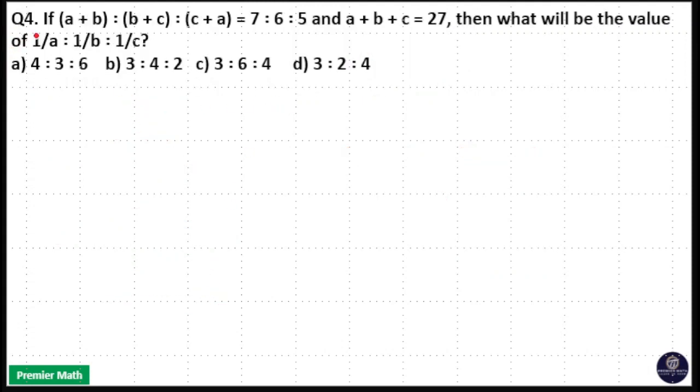Next is question number 4. If a plus b is to b plus c is to c plus a is equal to 7 is to 6 is to 5, and a plus b plus c is equal to 27, then what will be the value of 1 by a is to 1 by b is to 1 by c?